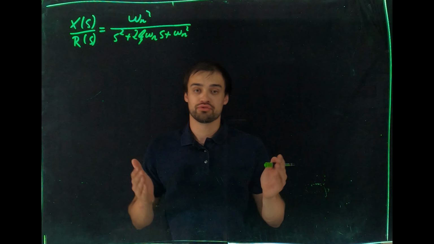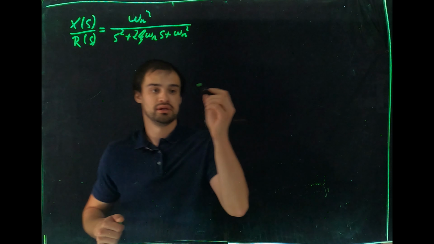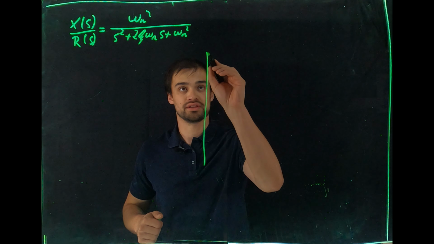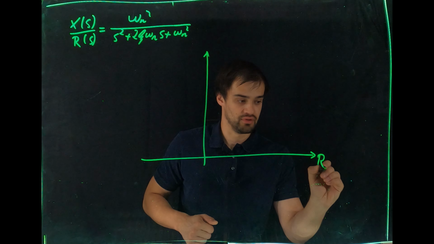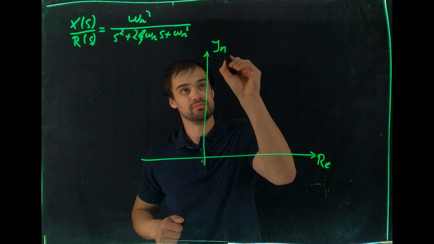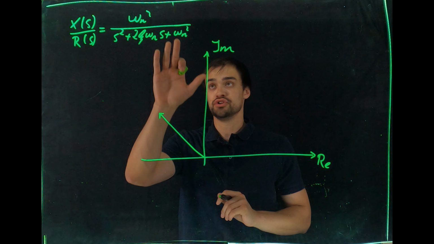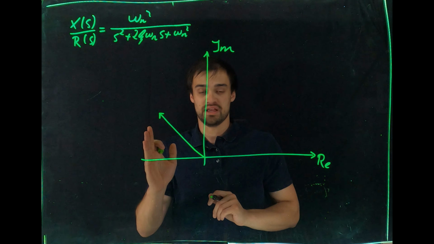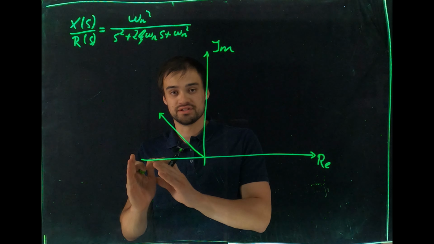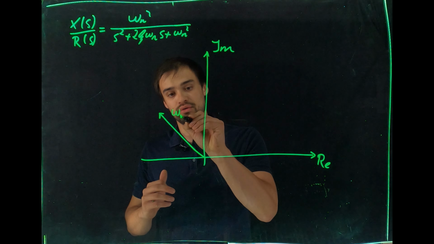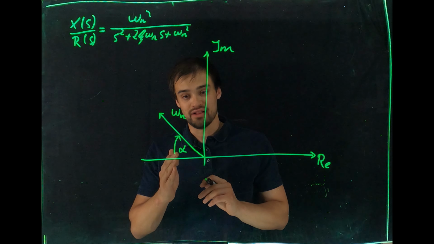Well, for this we have to dive into the S-plane representation. The S-plane representation, I will draw it in the middle, looks like this. We have the real axis and the imaginary axis. Now you know that the roots of this denominator have to be on the left half plane, meaning the real term of the roots has to be negative. We can draw an arrow which we name omega n, and we can draw an angle which we name alpha.